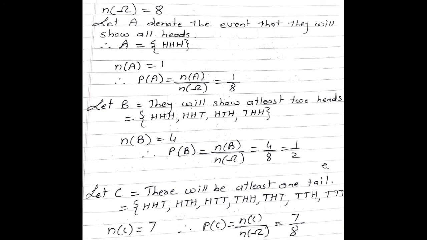Then the third part of the problem, let C denote the event that there will be at least one tail. So the outcomes are HHT, HTH, HTT, THH, THT, TTH and TTT. So there are 7 favorable outcomes for event C. So probability of C is equal to n of C upon n of omega, which is equal to 7 upon 8.